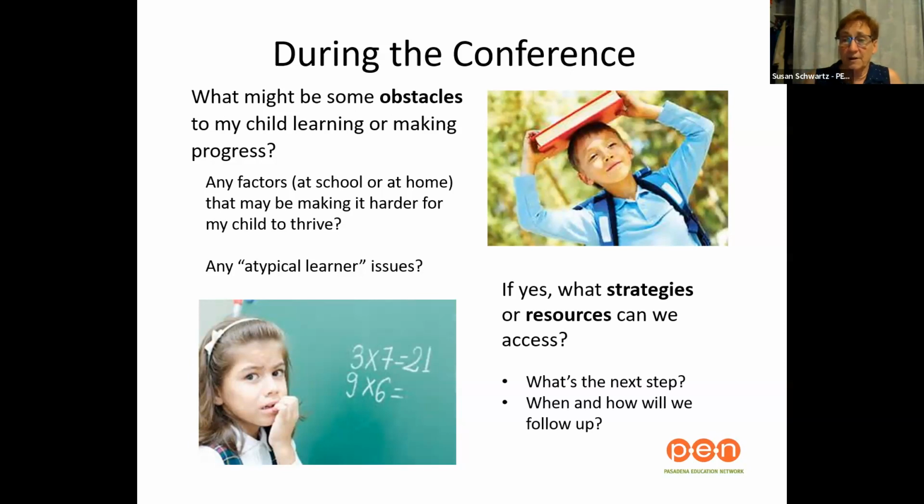Here's where you're not necessarily going to be aware of other things your child needs. What's the next step? When and how will we follow up? They may give you a next step, like you need to call and request paperwork or some other resources that you might access. So you want to make sure you walk away knowing what your next step is, and also if the teacher is going to take any next steps.